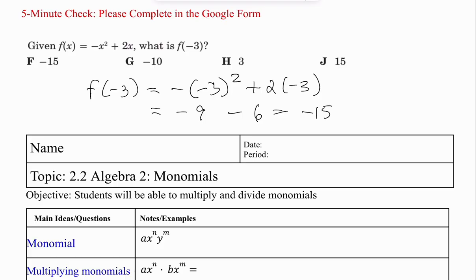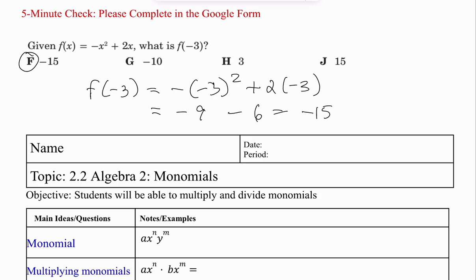So when you input that number, you get out an output, and you're done. They're just checking your order of operations here. So you should have answered F as your option. Hopefully you answered F as the option.